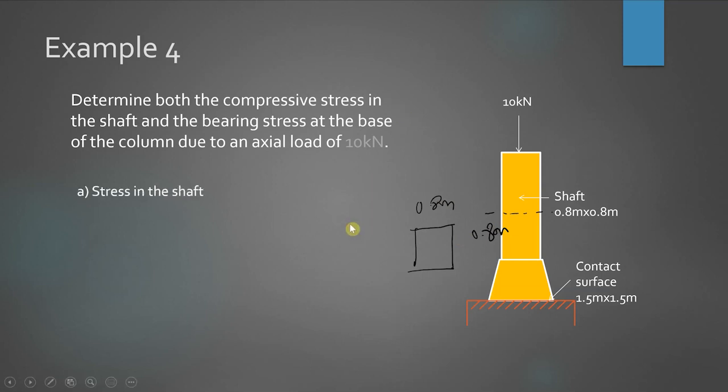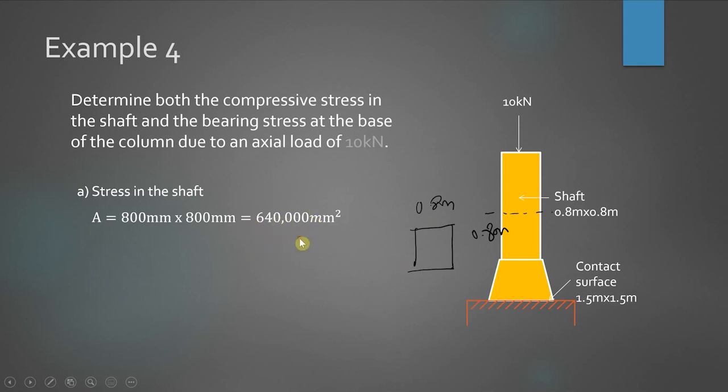Okay. Jadi kita boleh calculate the area first. So stress in the shaft, tukar so meter we have to convert it into millimeter. Darab dengan 1000, then you get 800. You get 800 by 800, 640,000 mm square. That is the area of the shaft.